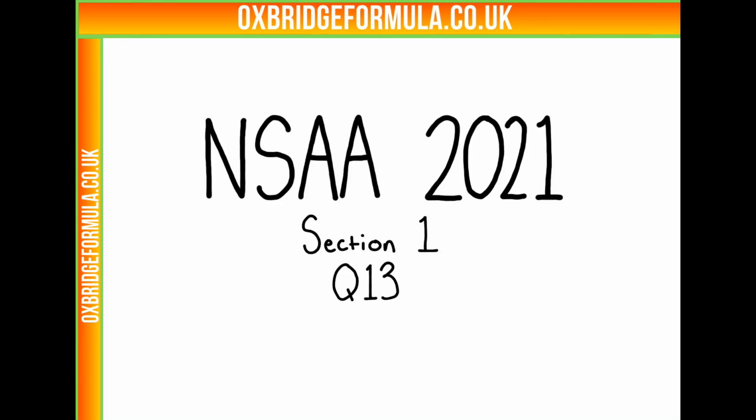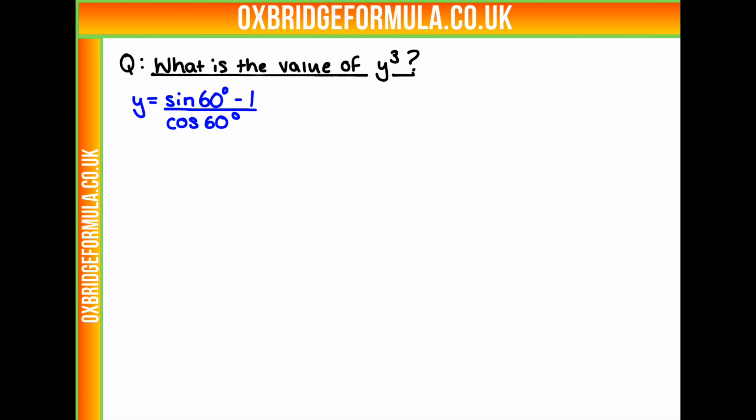This is NSAA 2021, Section 1, Question 13. We're told that y equals sin 60 minus 1 over cos 60, and we have to find the value of y cubed. What we're going to be looking for in this question is if we can work out what sin 60 and what cos 60 are. So let's see if we can break that down.